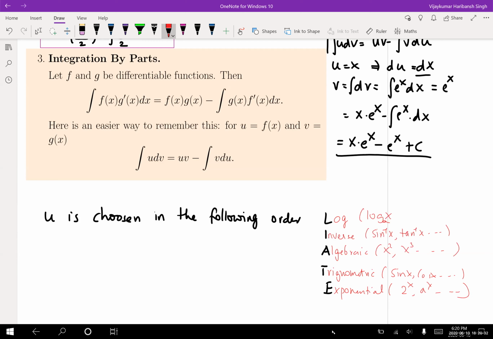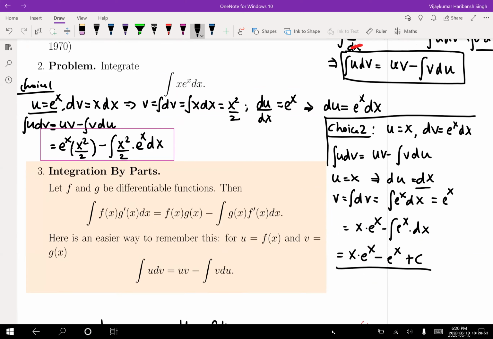Well, in some books you can see that it says ILATE. Yeah, the inverse comes first. Generally the idea is that if you want u, so let's come back here. You chose u here as e to the x, and the derivative of e to the x is e to the x, so you did not really simplify in the next step.